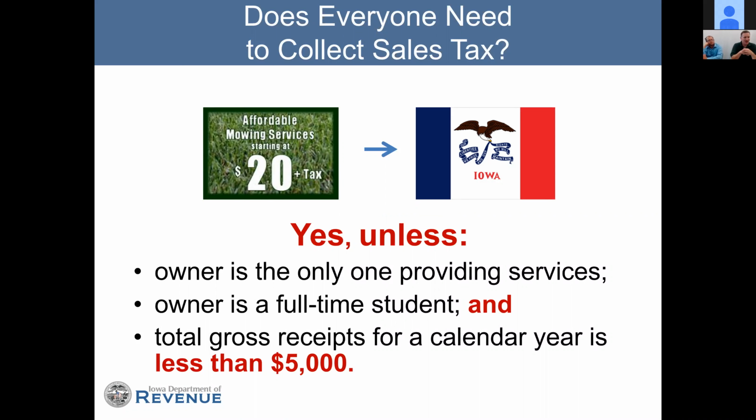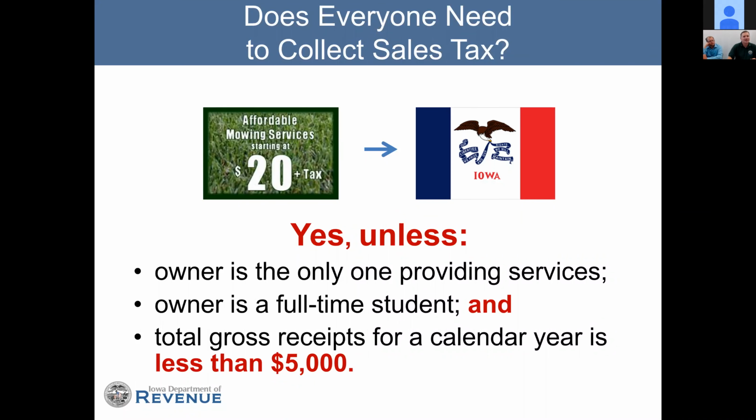If you've got a young person who is a full-time student, and they've got six lawnmowers going, and a couple people helping them mow lawns, and they do $20,000 worth of business in the summer, that's a business that is taxable. Again, we just look at the amount of work that they're doing. If it's just the student doing the work, then they have to be a full-time student.